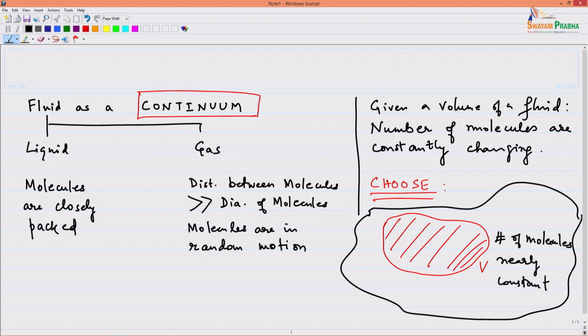Now, I need to get a physical feel for how big or how small this volume can be. If this volume is sufficiently large, then there is a chance that this is possible, that the number of molecules is nearly constant. Let me give you an example of that. Let us go to a new page.